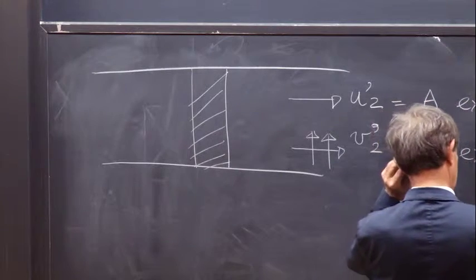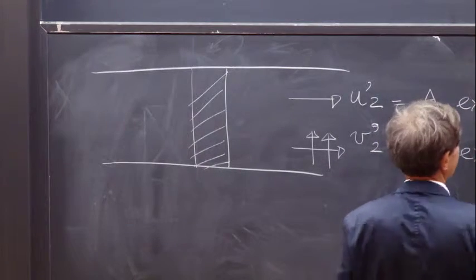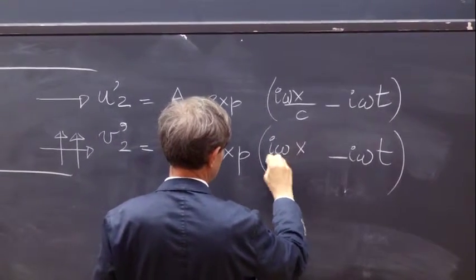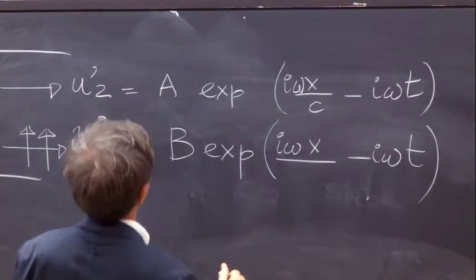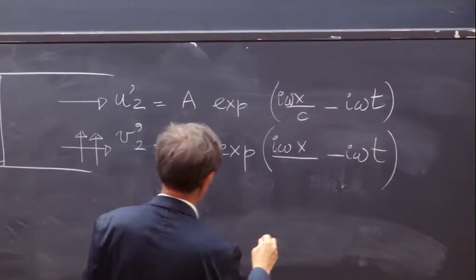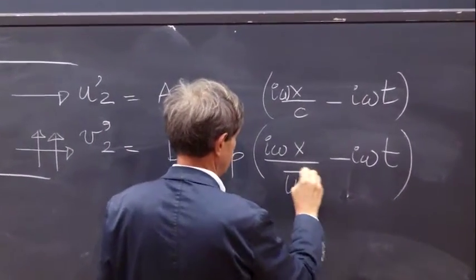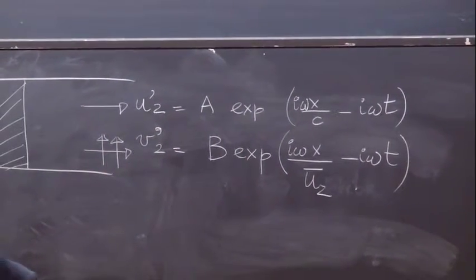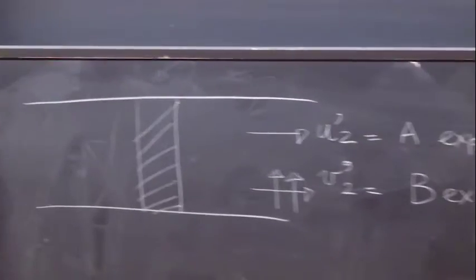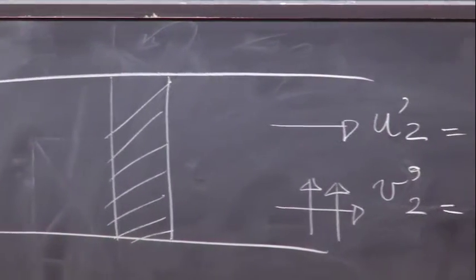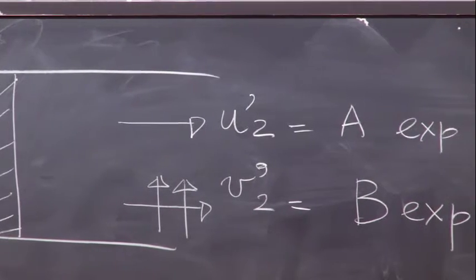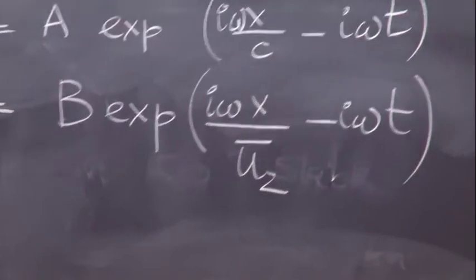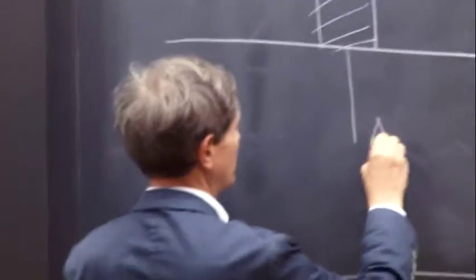And this one has I omega x over the flow velocity, which I called here U2 bar. And this is required. If you don't set the problem like that, you cannot satisfy the matching conditions in the actuator disk theory. This is the thing that I forgot for a little while. You consider that as an actuator disk.